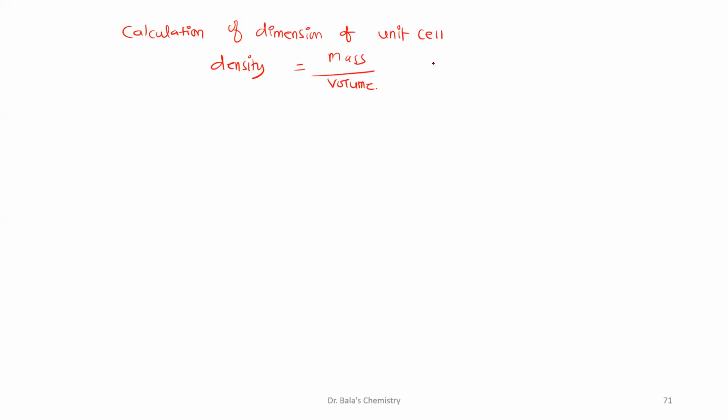Here Z is nothing but the number of atoms. If it is a simple cubic, the value is 1. If it is a BCC structure, the value is 2. If it is an FCC or HCP structure, the value is 4. The number of atoms are 4. Based on that, we can calculate the density. So here we are going to calculate the density of the unit cell.